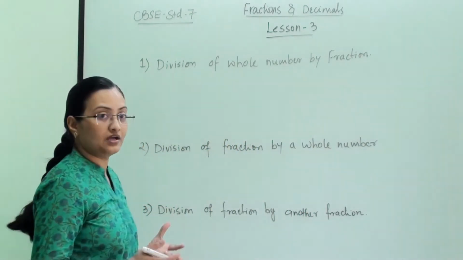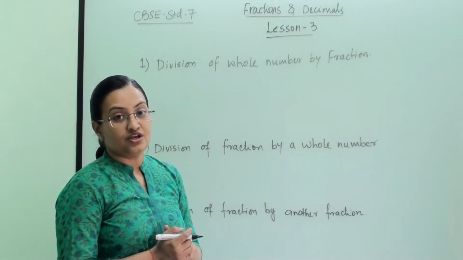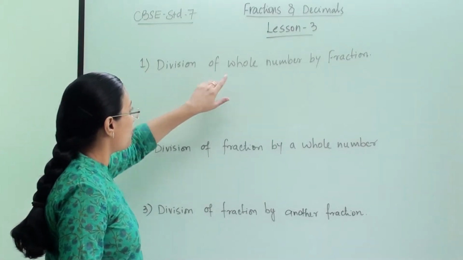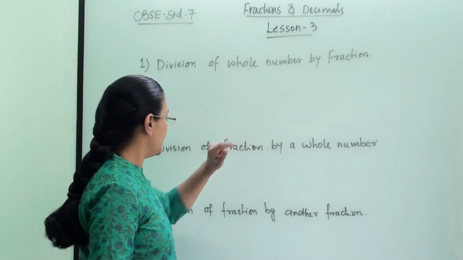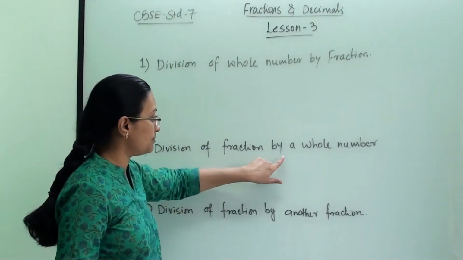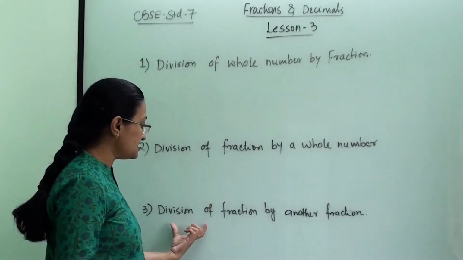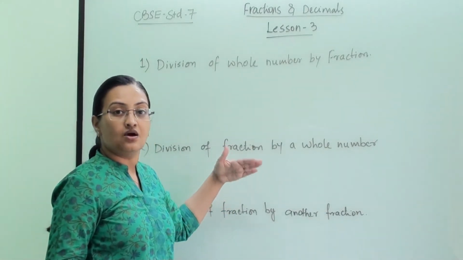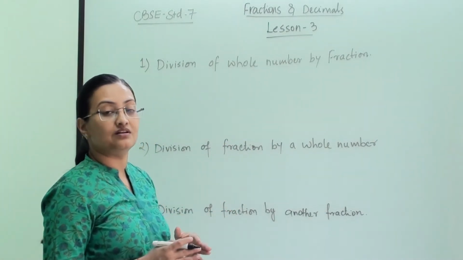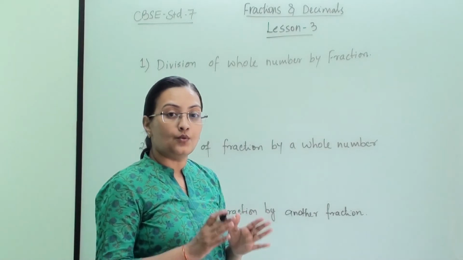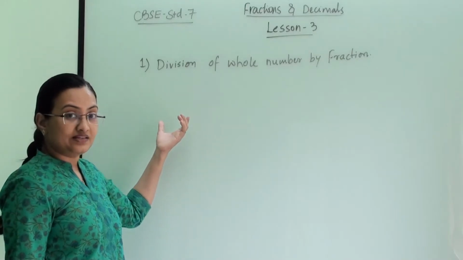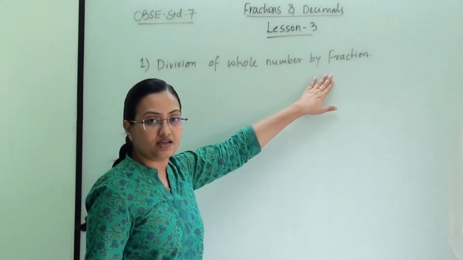So when we are talking about division of fraction, there are three kinds of possibilities. First is division of whole number by a fraction. Second is division of fraction by a whole number, and third one is division of a fraction by another fraction. So we will see all the three possibilities and we will learn how to solve numericals when three different types of divisions are there. Now let us learn about the first type, the division of whole number by a fraction.